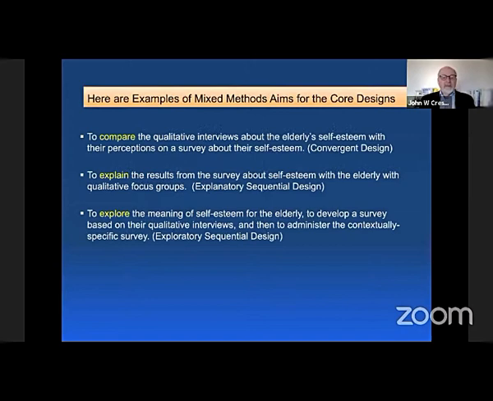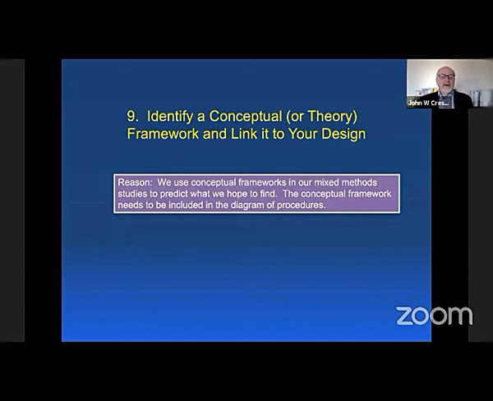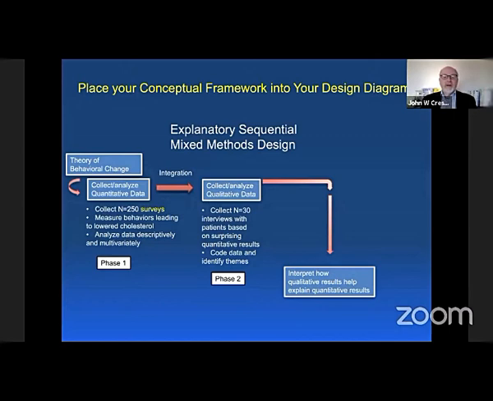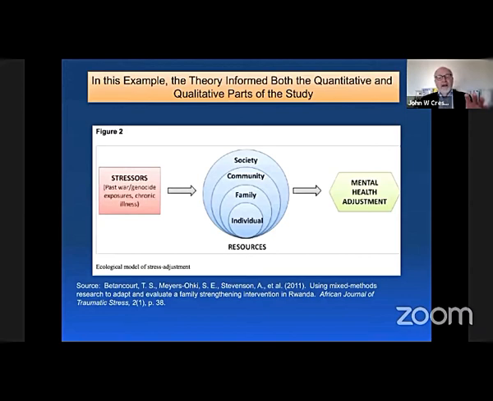Number nine. I've got just two more here. It's useful to have a conceptual framework or a theory in your design. And this theory can inform the quantitative, the qualitative, or both the quantitative and qualitative. And already I showed you this explanatory sequential design where the theory of behavioral change informed the development of the survey. And this is a project from one of my colleagues at Harvard where she had one framework, one conceptual theory that was used for both the quantitative and the qualitative phases of the project.